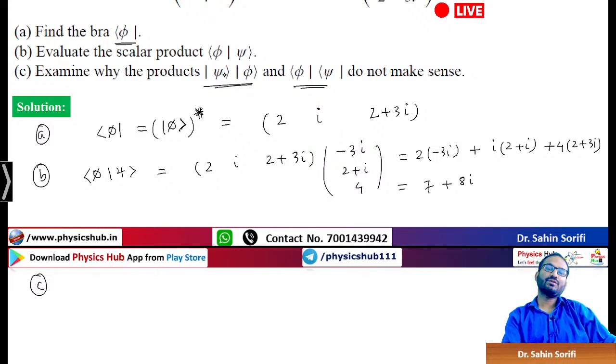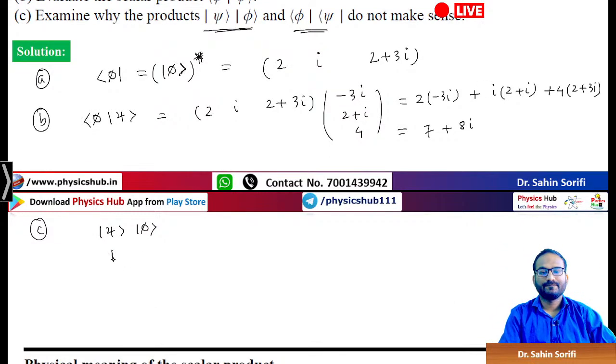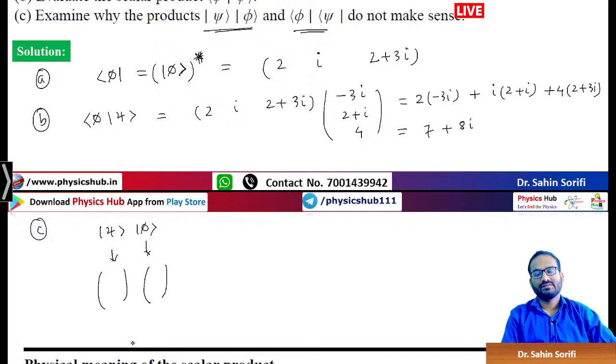You see, if you want to take this product, so you know ket psi, it is a column vector, ket phi, it is a column vector. So if you have two column matrices, column vectors or column matrix, two column matrices cannot be multiplied, you know it from matrix mechanics.